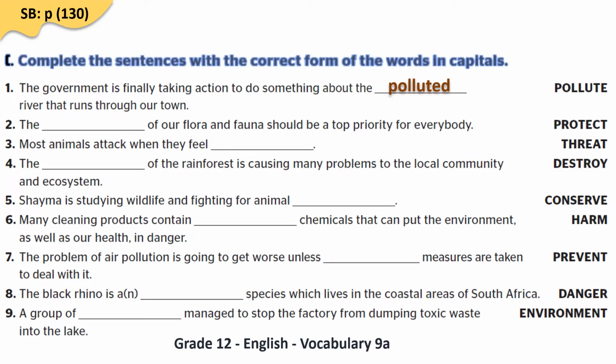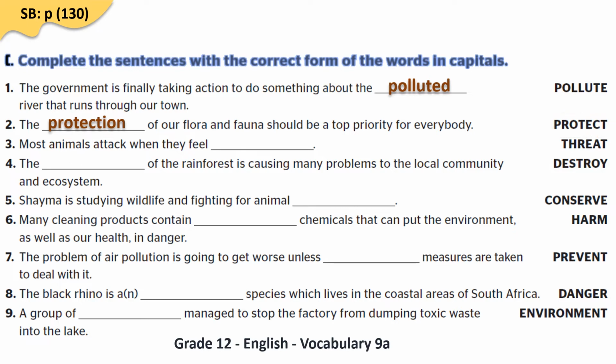Now, sentence number 2. The space of our flora and fauna should be a top priority for everybody. And the verb here, protect, is not going to be used. Instead, we need a noun because we have the word the before the space and the word of after the space. The noun should be protection. So here, the protection of our flora and fauna should be a top priority for everybody.